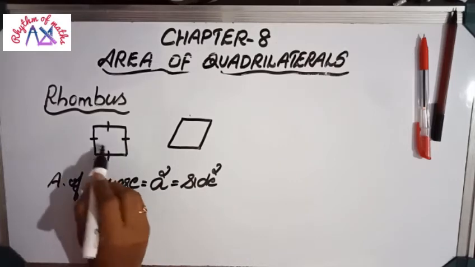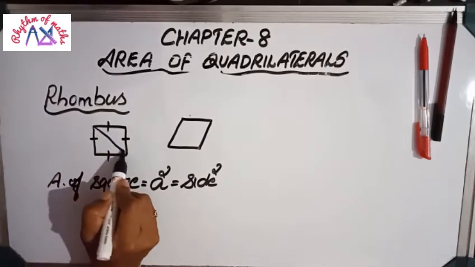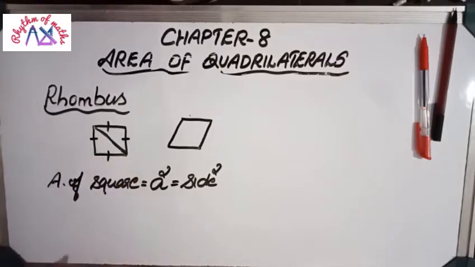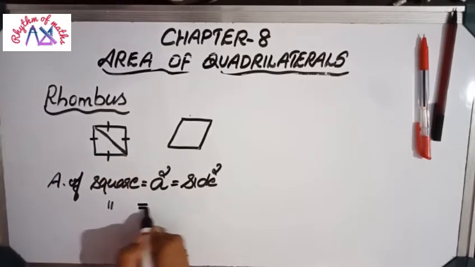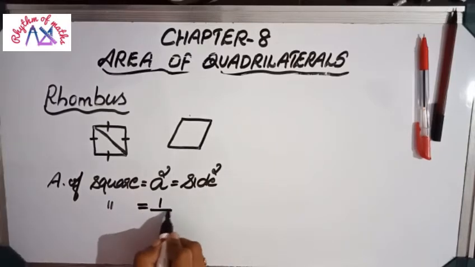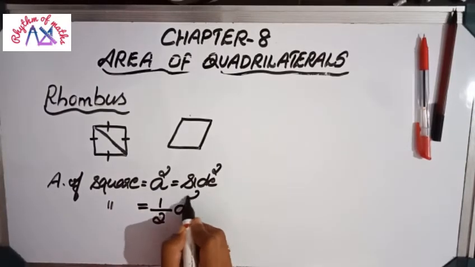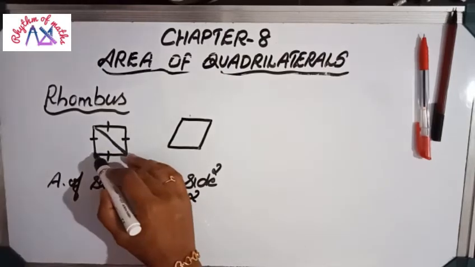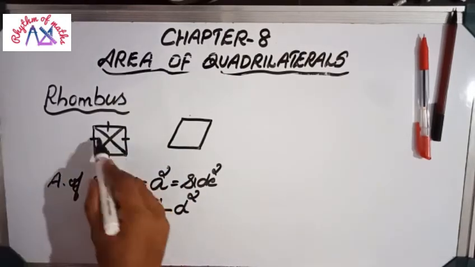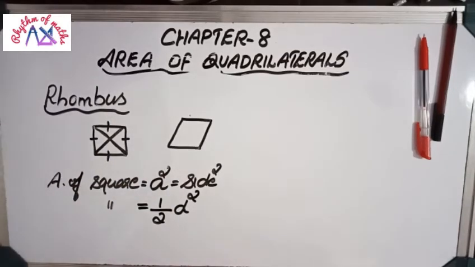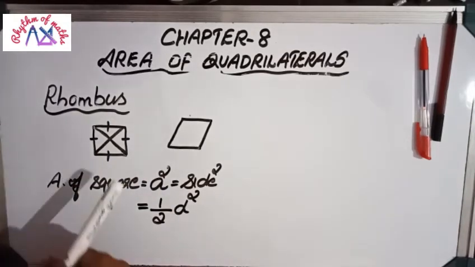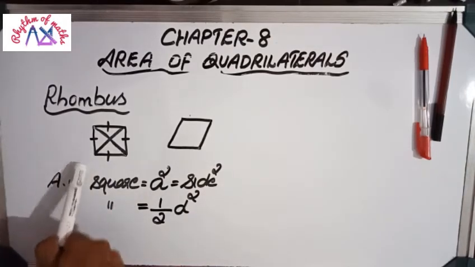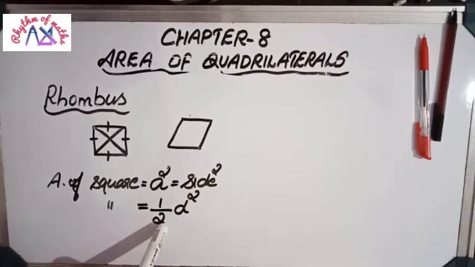Suppose instead of side, we have the diagonal. Suppose we know the diagonal of this square, then how will we find the area of the square? Then the equation is half d square. This is the equation because for a square both the diagonals will be equal. Two diagonals are there, and these two diagonals will be equal. That is a speciality of square. So area of square, if we know the diagonal measurement, the equation is half d square.